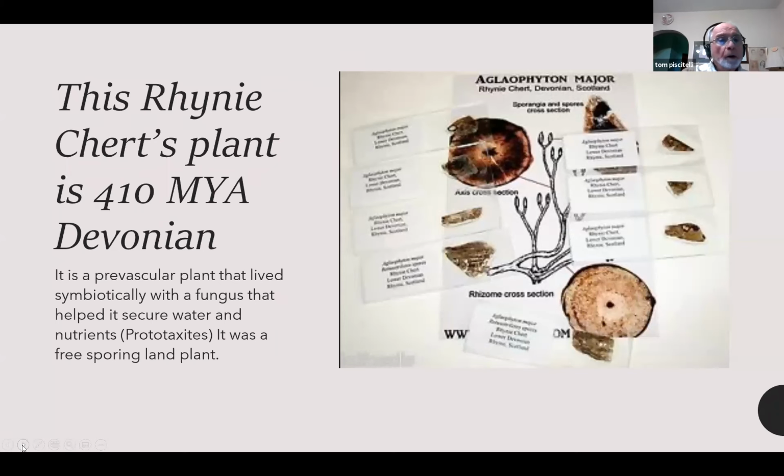You may be familiar and have heard the term the Rhynie chert. This particular plant is found in that chert. It's prevascular. It lives symbiotically with a fungus that helped it secure water and nutrients. It was a free-sporing land plant. We'll eventually return to this symbiotic relationship with fungi and plants. Next slide, please.